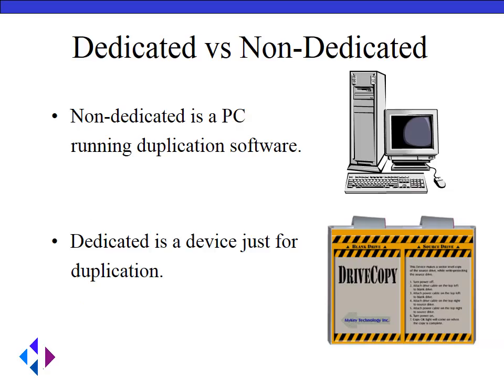Dedicated versus non-dedicated. Non-dedicated is a PC running duplication software. The cons of this, though, are that you have to make sure that PC is clean of any contaminants, and that the software you are using absolutely does make a duplication, and that there have been no changes due to contaminants, malware, or viruses. Whereas a dedicated unit is a device just for duplication. Those devices are normally sent ready to go. There are no contaminants, and there's no possibility of contaminating one of those units by even using it. Whereas on a non-dedicated PC, that can happen.